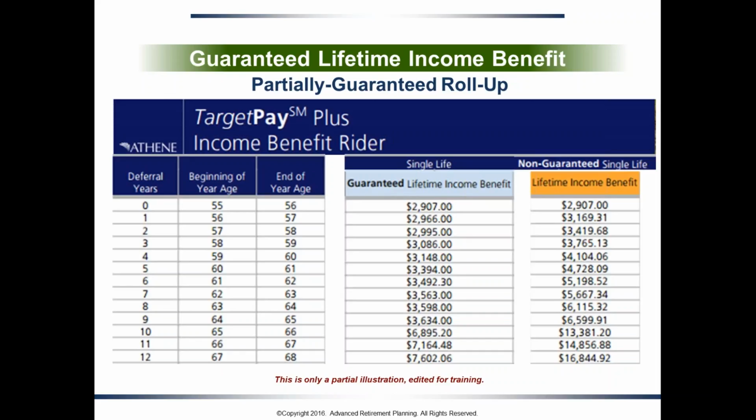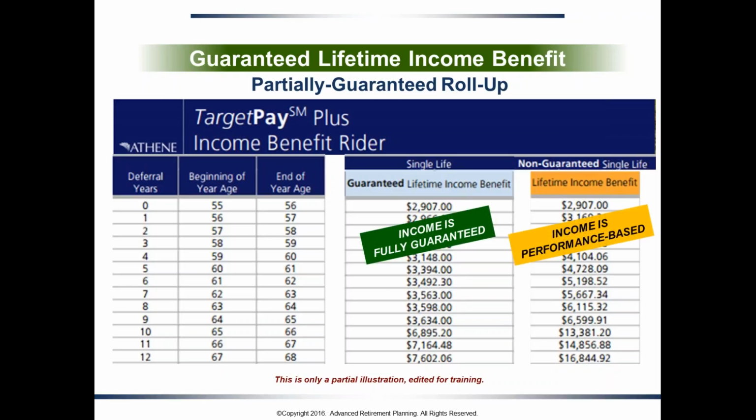But depending upon how the index performs over this period of time, it could go as high as $16,844 a year. Guys with me? So it's partially guaranteed. This part is guaranteed. This part is performance-based. This is a combination of what will happen and might happen. To the client in this case, we know we'll get at least $7,602. There's a chance that we could get as much as, based upon back testing and all that, 16 grand a year. The reality is probably going to be somewhere in between the two.